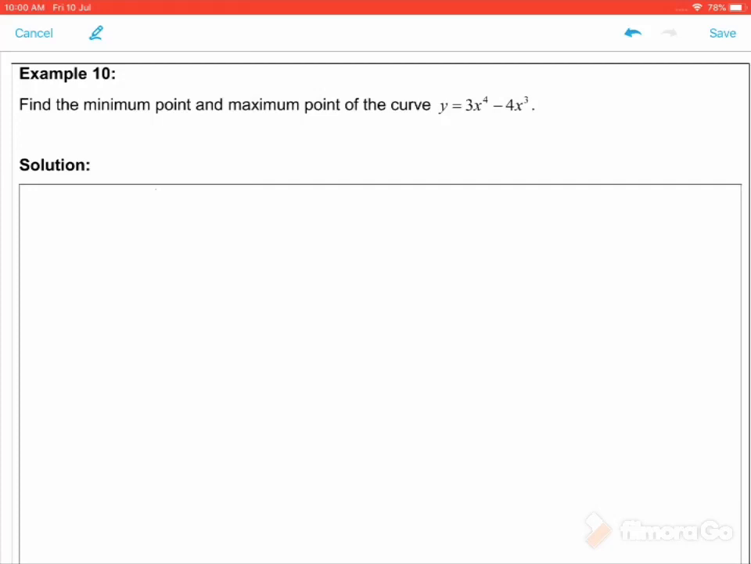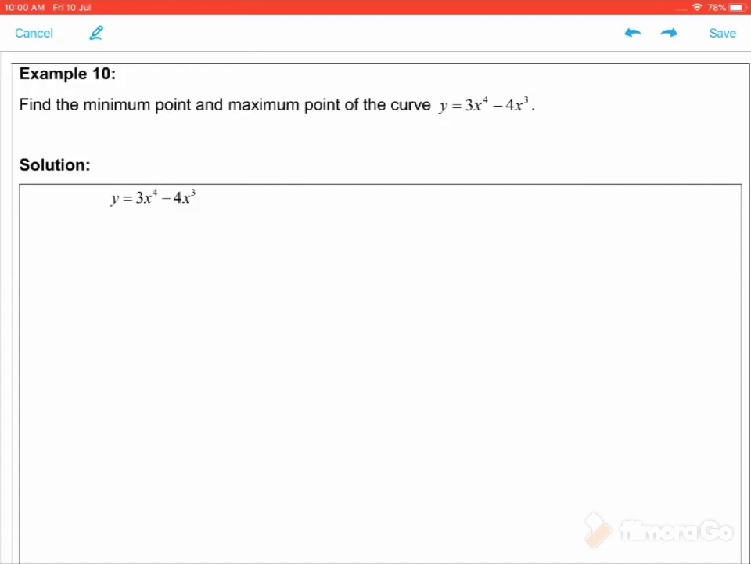Example 10. Find the minimum point and the maximum point of the curve y equal to 3x to the power 4 minus 4x cubed. For this question, the question didn't mention using the first or second derivative test, so we can choose either the first or second derivative test. First of all, to solve this question, the same thing, we have to find the stationary point.